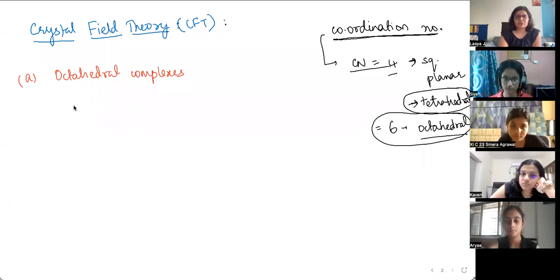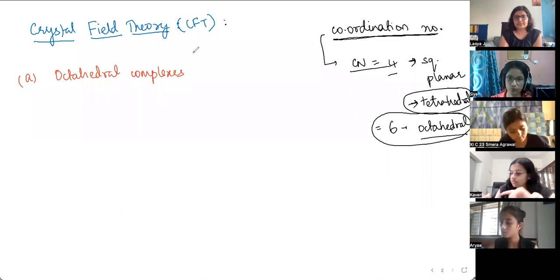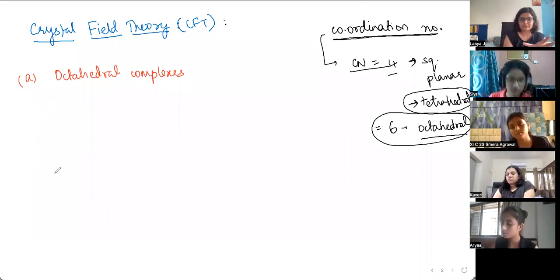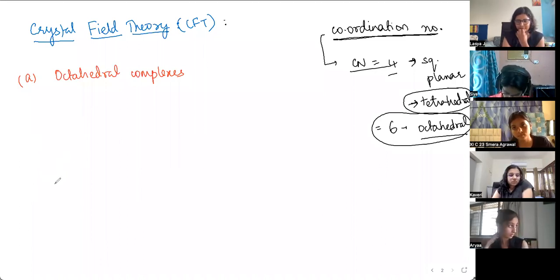ठीक है. So octahedral complexes के case में, what does CFT talk about? Like how does it explain the magnetic structures and color and all of that? Okay. So like when the metal atom is on its own initially, okay, so there's no ligands around it, it's happily there chilling around.